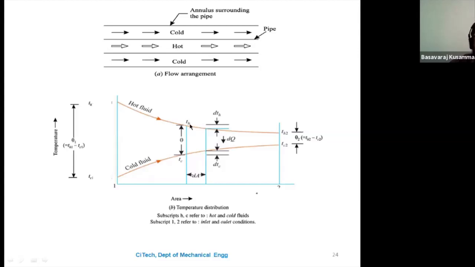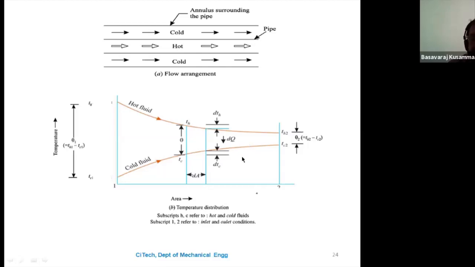So you consider one element here, of area dA, and the heat transfer to this element is called dQ. If we take the element, there will be a slope, and this difference is called dTH, and this difference is called dTC here. So this is the diagrammatic or graphical representation of the parallel flow heat exchanger in the LMTD method.